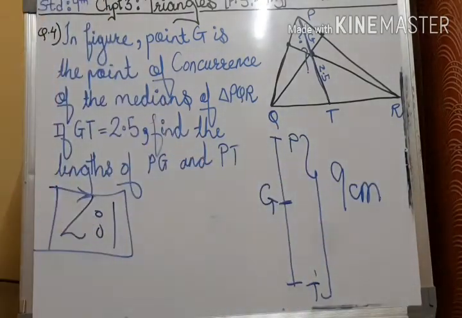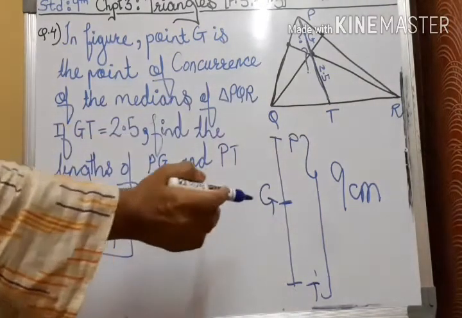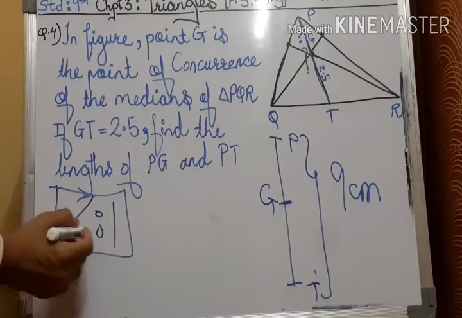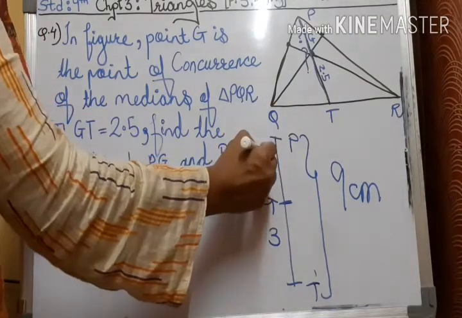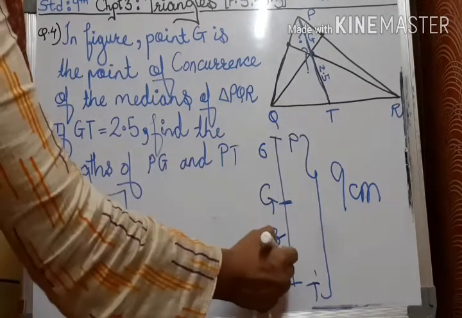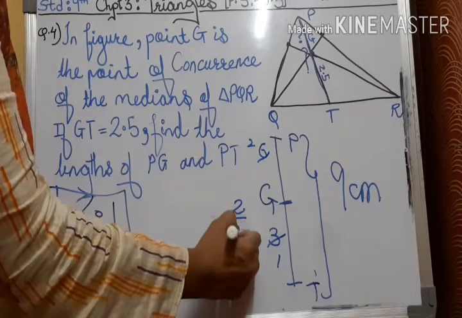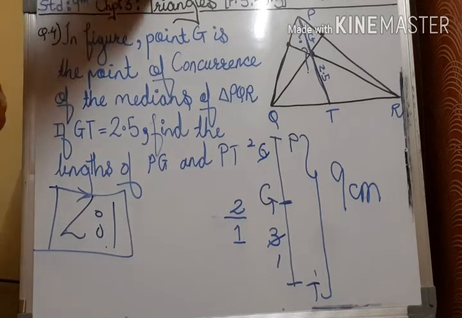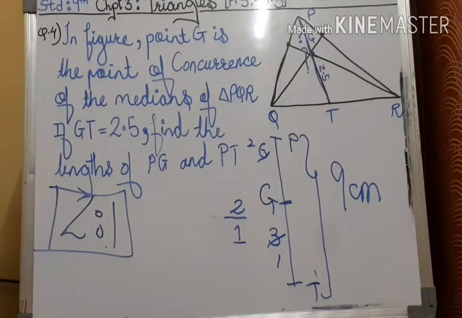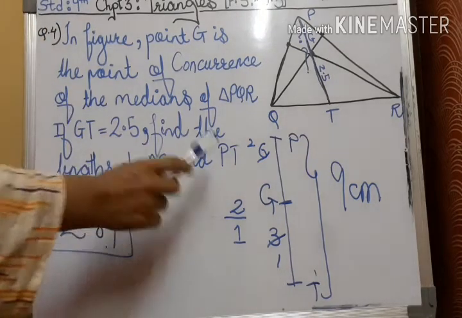centimeters. If the length of PT is 9, so median divides in ratio 2:1. So this will be 3, this is 3 and this is 6. So 3 ones are 3, 3 twos are 6. So we will get 2:1. Median always divides in ratio 2:1. This is our statement. So with the help of this statement, we will find out the value of PG and PT.